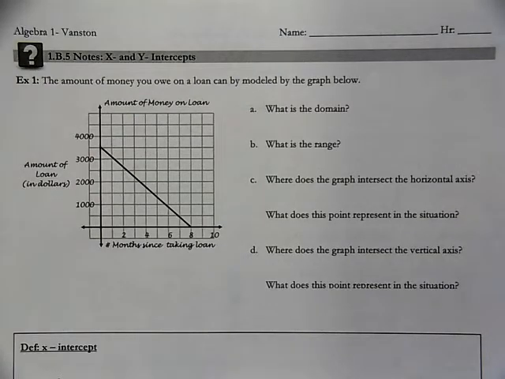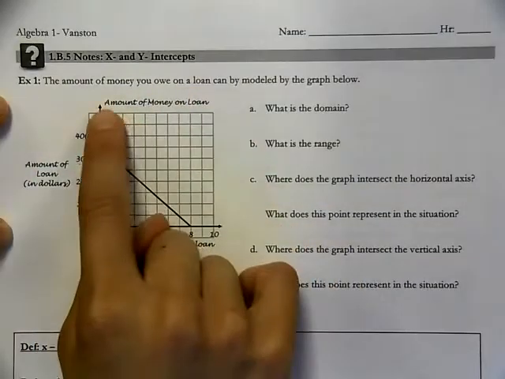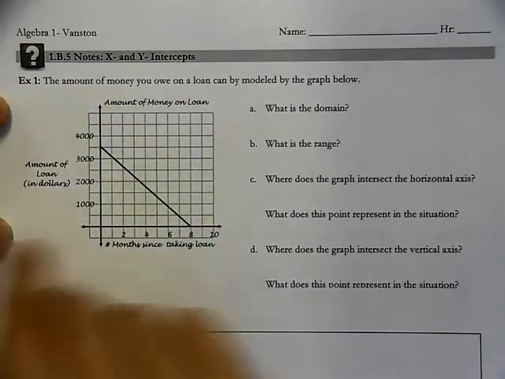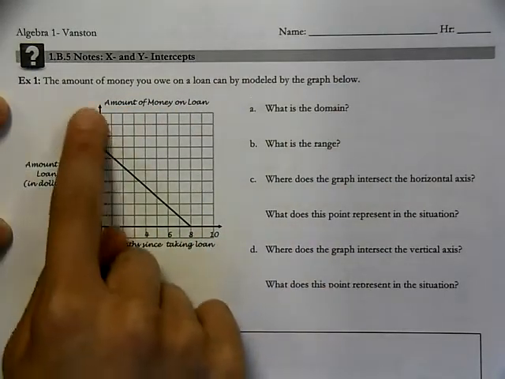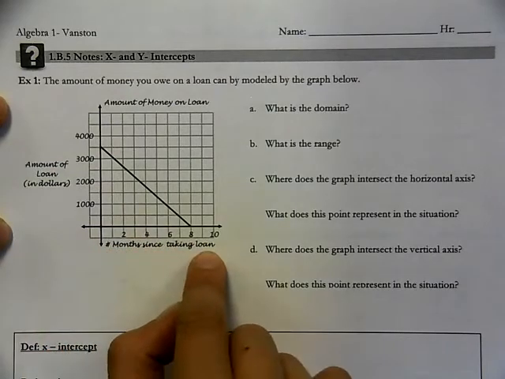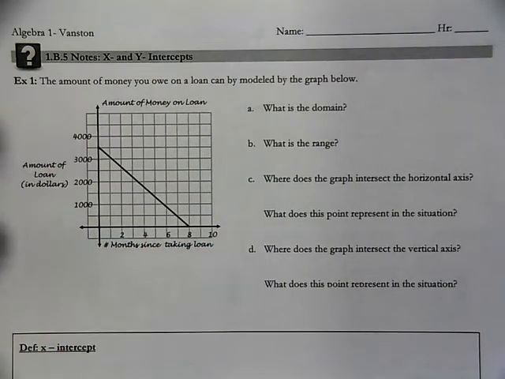Alright, today we're going to be exploring X and Y-intercepts, but before we dig into that, I want to draw on previous knowledge about what we've done in class. I want to discuss domain and range and interpreting graphs. If we look at this graph, it gives us the amount of money on a loan. The amount of money is our dependent variable, and the month since taking out the loan is our independent variable. I want you to think about what that means.